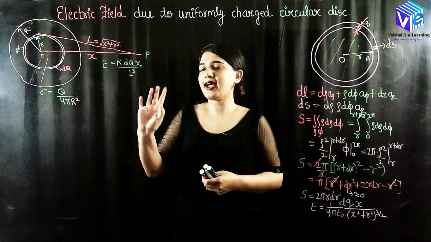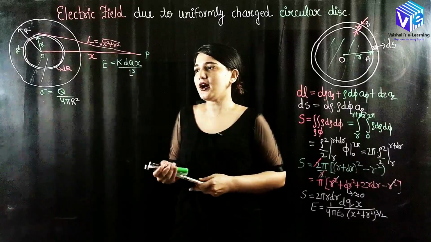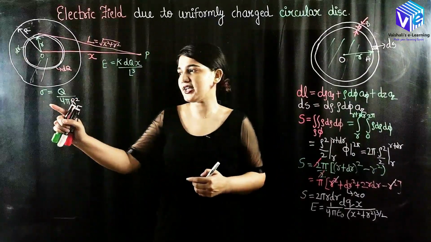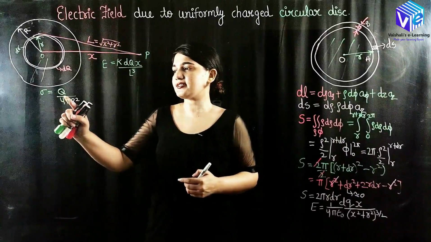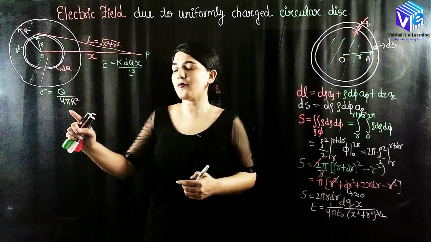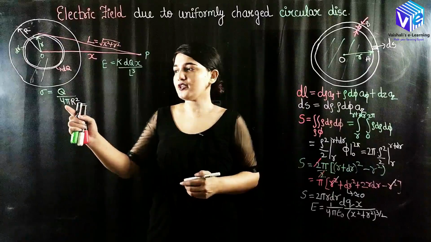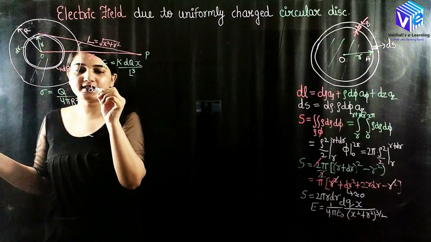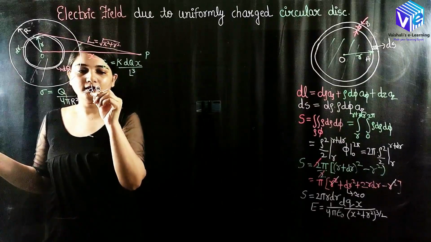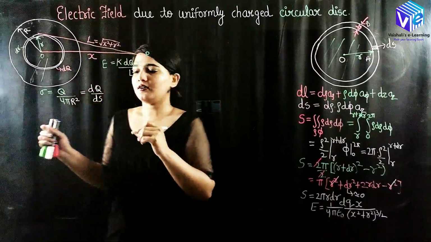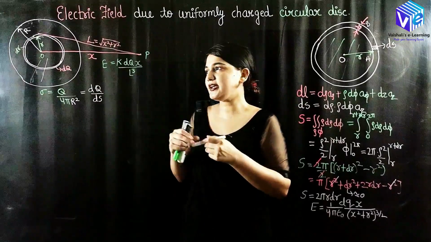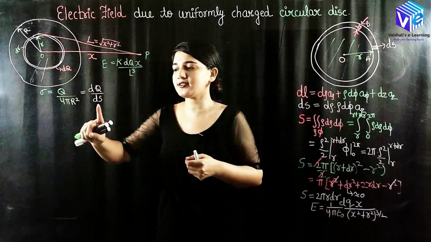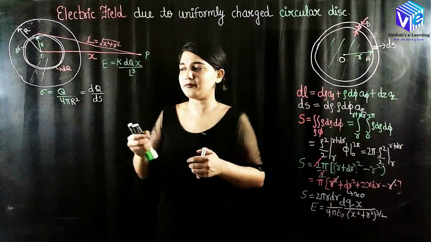Now here I have this term dq. This dq can be represented with the help of the surface charge density. The surface charge density can be represented as q upon 4 pi r square. So if I have the small charge, in this case it will be dq upon the small area of this ring. This is the reason we found out ds, because here we are using this term ds.